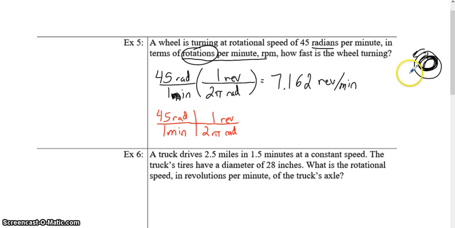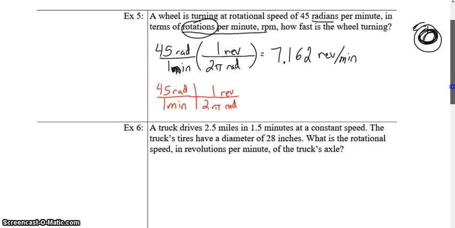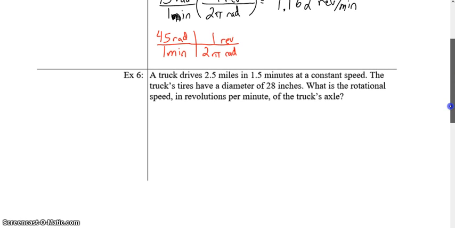So that's how many times it goes around. And again, 45 radians is how many revolutions. And since we didn't deal with any change in time, that's what we're talking about. So this rotates a little over 7 1/8 times around every 1 minute. Okay.